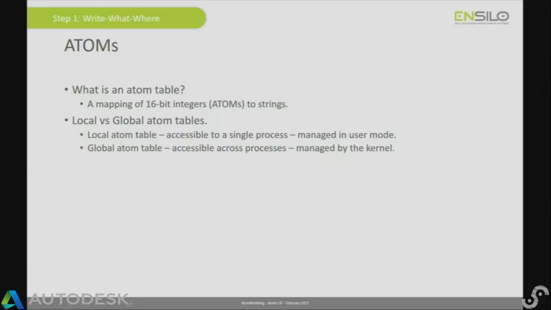We have two different kinds of atom tables: local atom tables and global atom tables. Local atom tables are less interesting to us because they're accessible to a single process and are completely managed in user mode. The global atom table is very interesting to us because it's accessible across processes and is managed by the kernel.